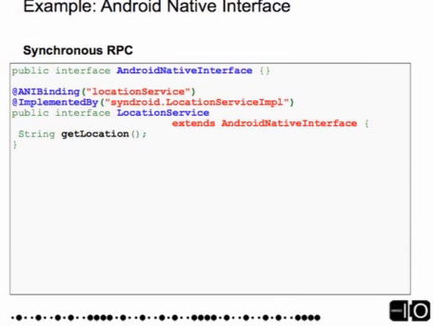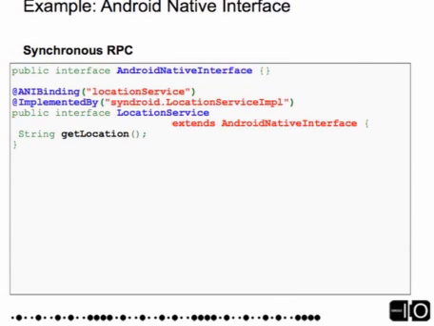So here's an example of the location service API we'd like to exist. Public interface LocationService extends AndroidNativeInterface. And we have our method there we'd like to exist, which is getLocation. However, we need to tell the generator a little bit of extra information. We need to say, first of all, what's the top level JavaScript variable that we want to expose this as? And I have an annotation here called @ANIBinding, and I put in there locationService. So that's going to become window.locationService.